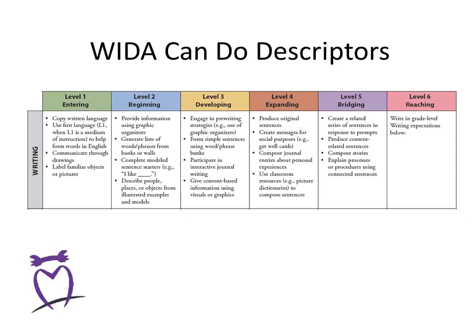The WIDA can-do descriptors for writing begin with copying written language or communicating with drawings. And as the student works towards fluency in written English, they are able to write stories and explain processes. You will be able to view these documents in full after the video.